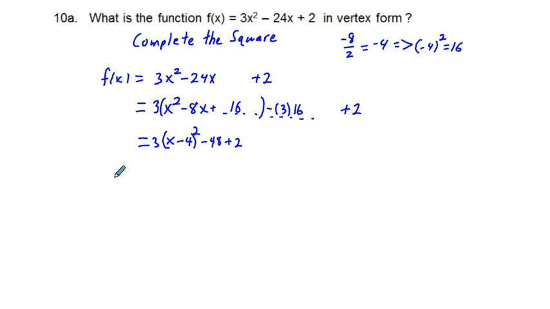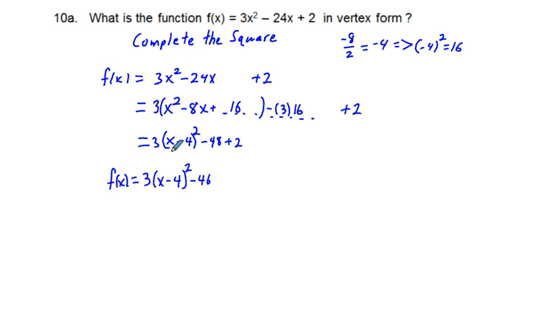And so our final answer is going to be f(x) = 3(x - 4)². And we have negative 48 plus 2, which is going to be minus 46.